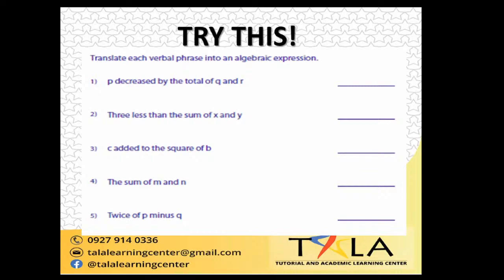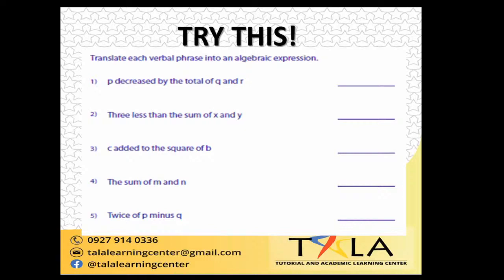Sige, sabi natin, unahin muna yung nasa group. Total of Q and R. So ano ang total ng Q and R? Q plus R. And then, decreased by Q and R. So unahin mo muna, P minus quantity of Q plus R. So guys, especially if meron na tayo nakalagay na subtraction ng operation, kinakailangan or very, very essential na magsusulat ka ng parentheses. Kasi kung hindi, mamamali yung sagot natin.